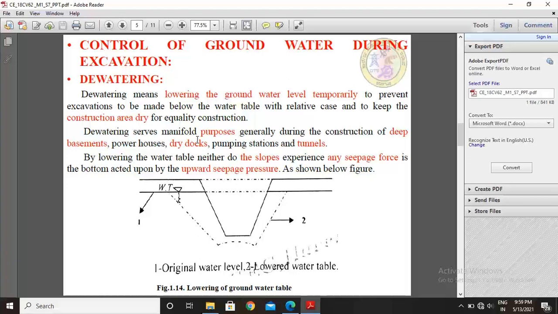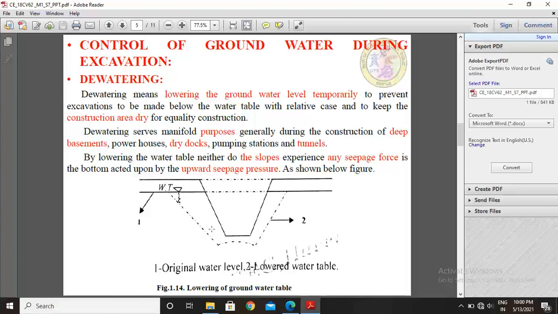As shown in the figure below, it explains in details the lowering of groundwater table. See, this is the groundwater table. This is the actual nature of ground. From the original ground to this depth, the water table is lowered, means this dotted line. So here number 1 indicates original water level and 2, that is the dotted line, indicates the lowered water table. So this sketch explains the lowering of groundwater table.